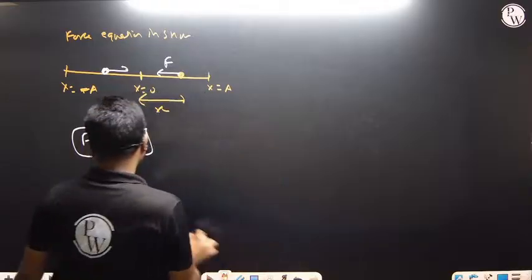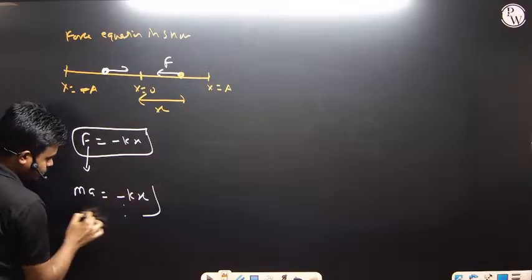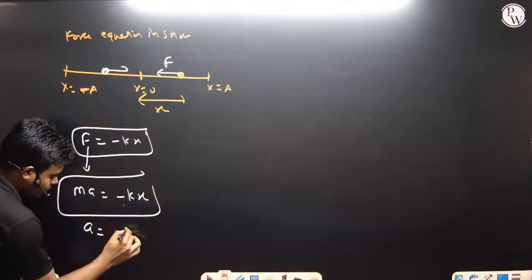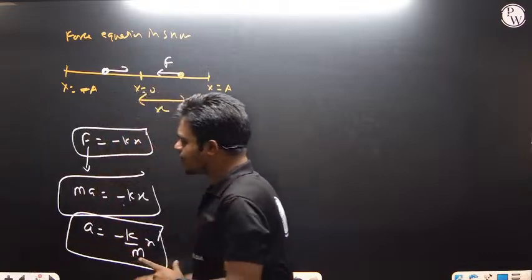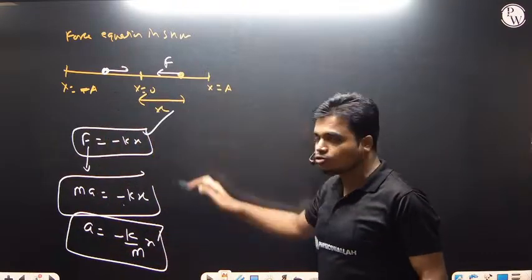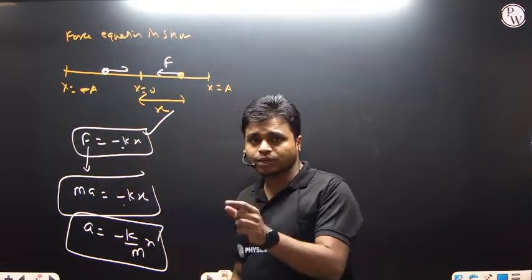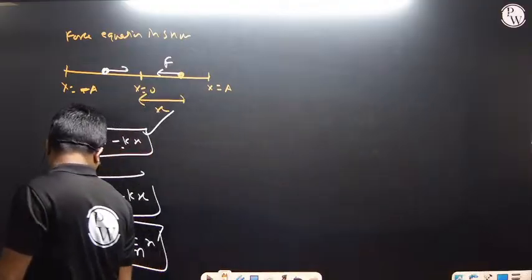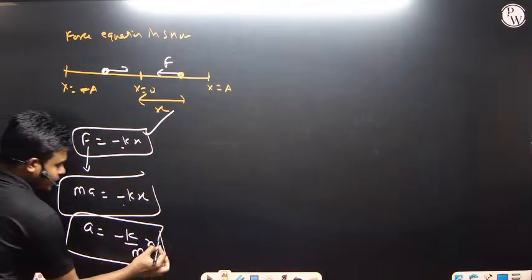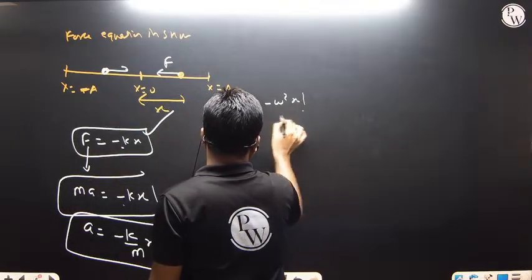From this we can write Newton's second law of motion, that is mass into acceleration equals minus k into x. So what is acceleration from here? Minus k by m into x. So when we get any SHM having forces given in this particular form, that is the force equation of the SHM, where k is the force constant, x is the displacement from the mean position, and F is the net force acting on the object. So here acceleration is minus k by m into x. We can also write acceleration as a equals minus omega square into x.